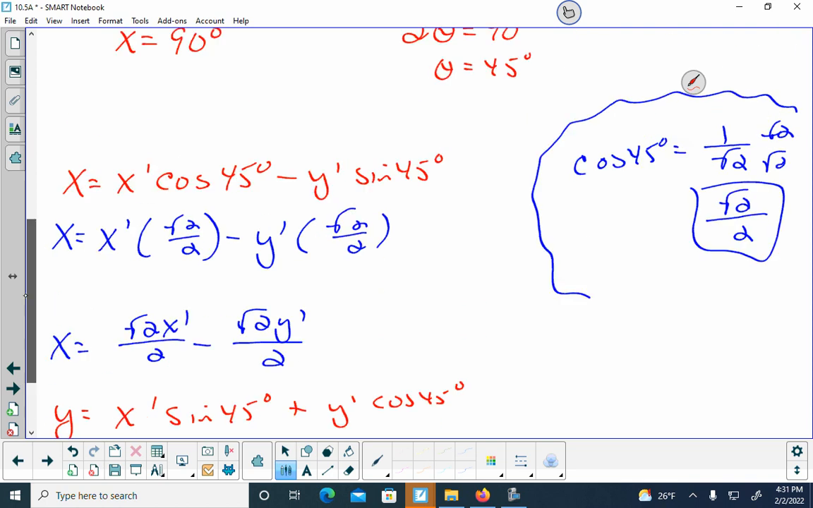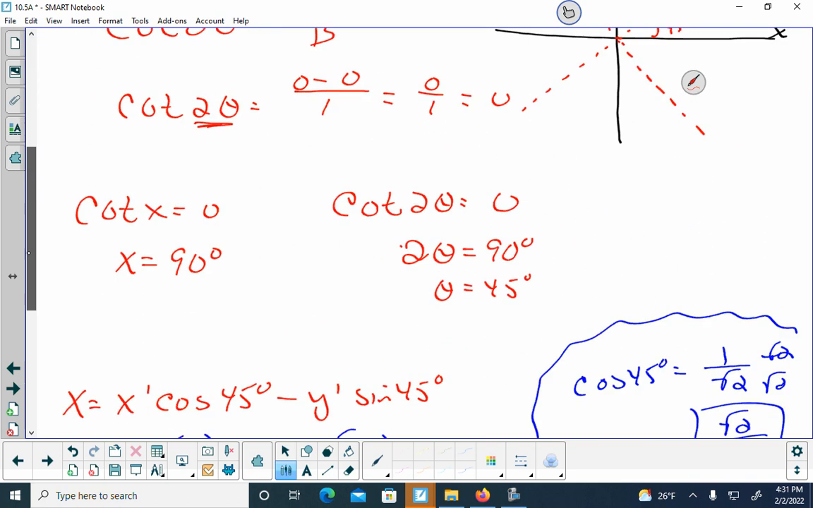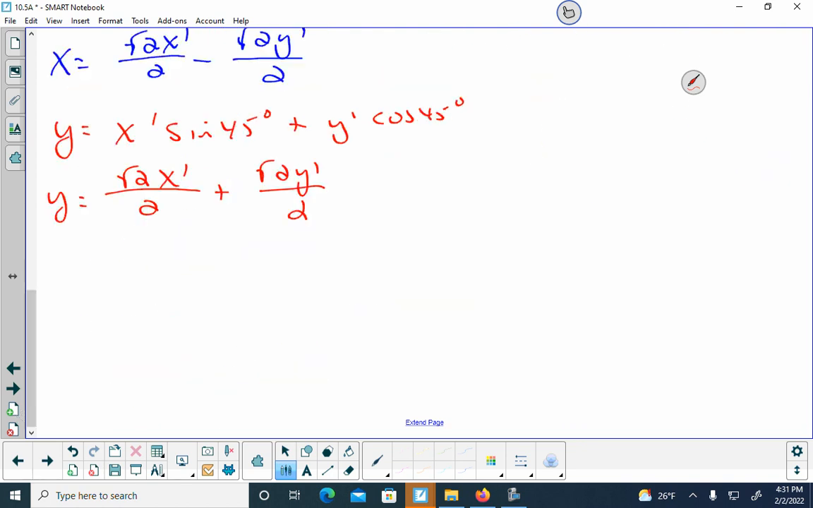So then I go back up to my equation, and my equation is xy plus 2 is equal to 0. I'm just going to get that 2 out of the way and say xy is equal to negative 2.